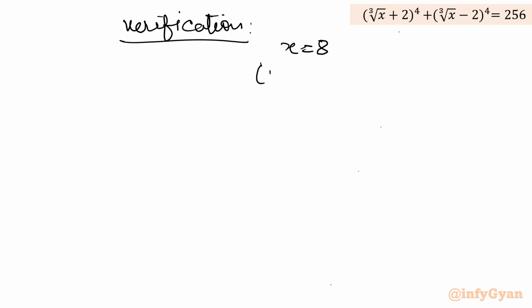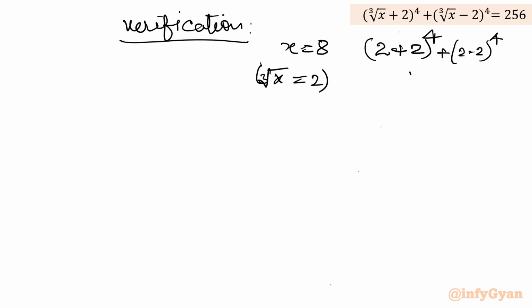Let me write here verification, and I am going to put x equal to 8 first. If x is equal to 8, it means cube root of x is equal to 2. Let's put it: I will get (2 plus 2) whole power 4 plus (2 minus 2) whole power 4, which is 4 power 4, and here 0 power 4. 4 power 4 is 256 plus 0, so 256. That means this is true and verified.